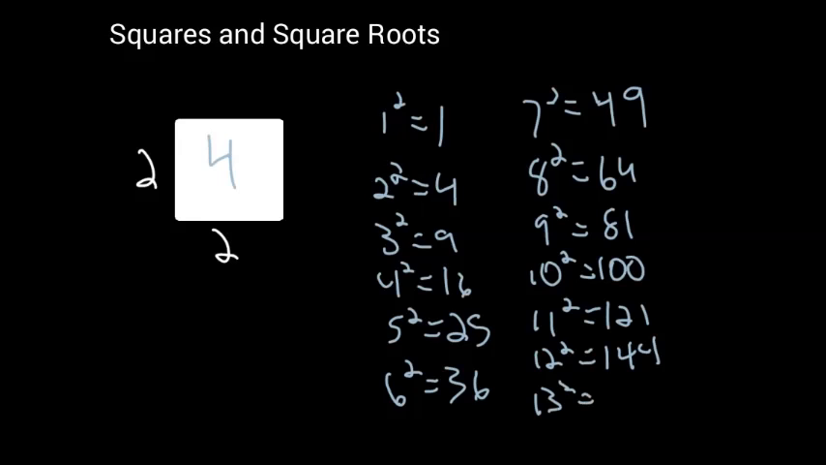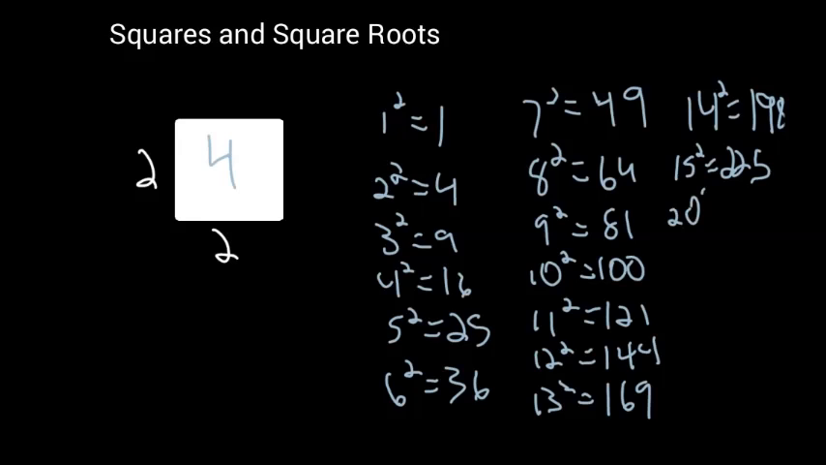13 squared equals 169. 14 squared equals 198. 15 squared is going to equal 225. 20 squared is going to equal 400. And 25 squared is going to equal 625. So next we'll talk about the square roots.